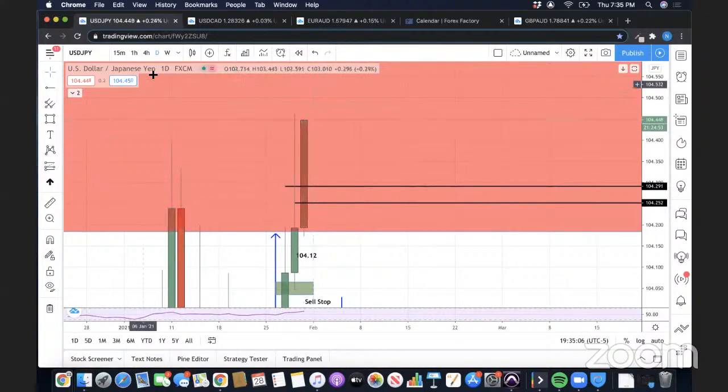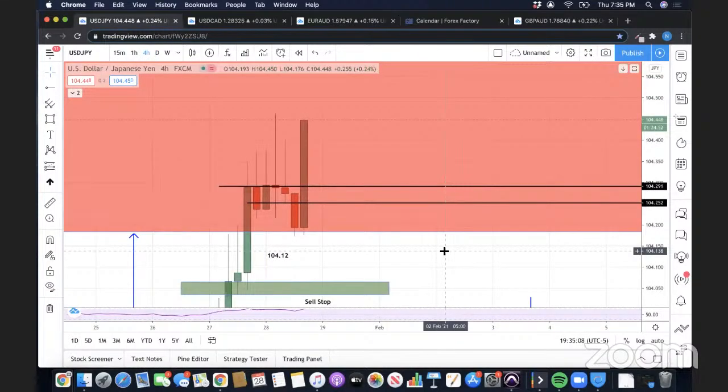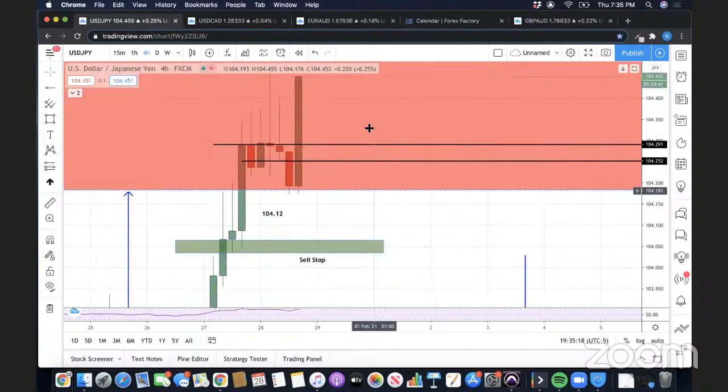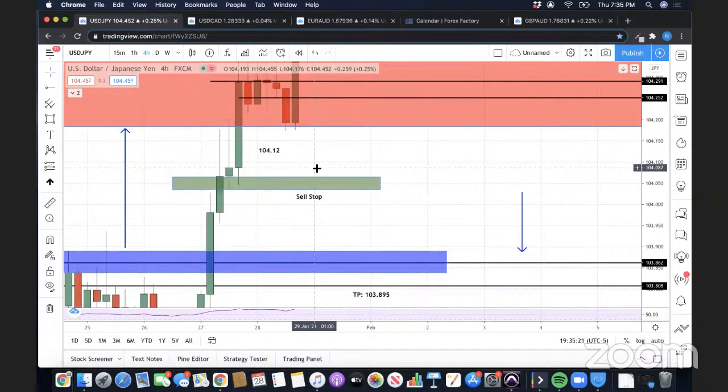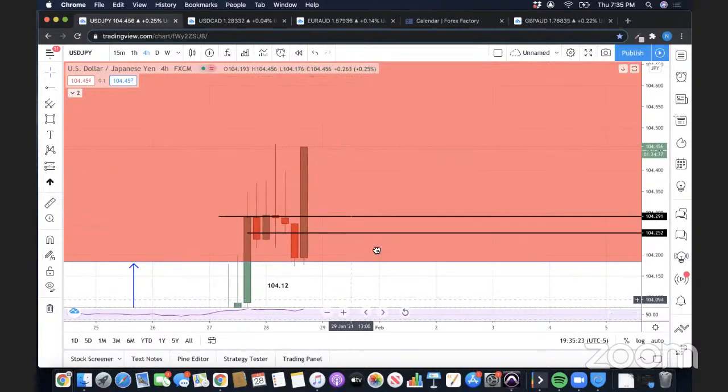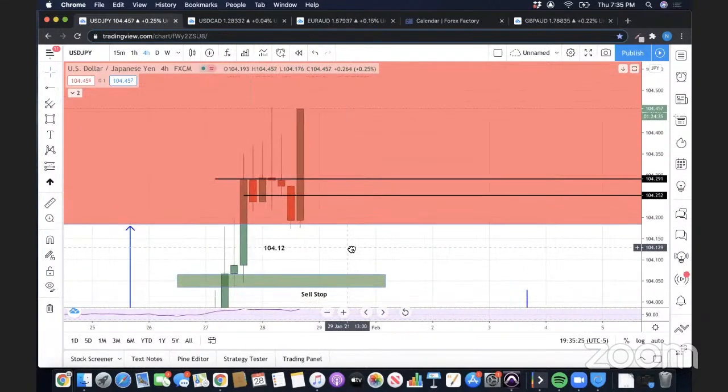By the time the 4 hour closes, at 9 o'clock, it could be a fat wick. And we'll have all the momentum we need to push to the downside.